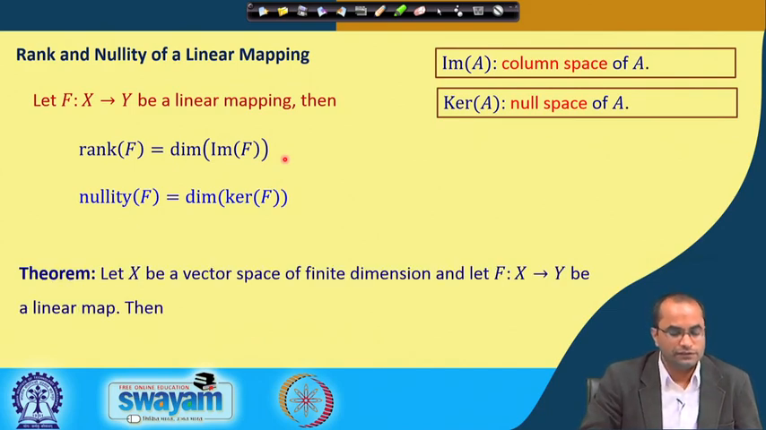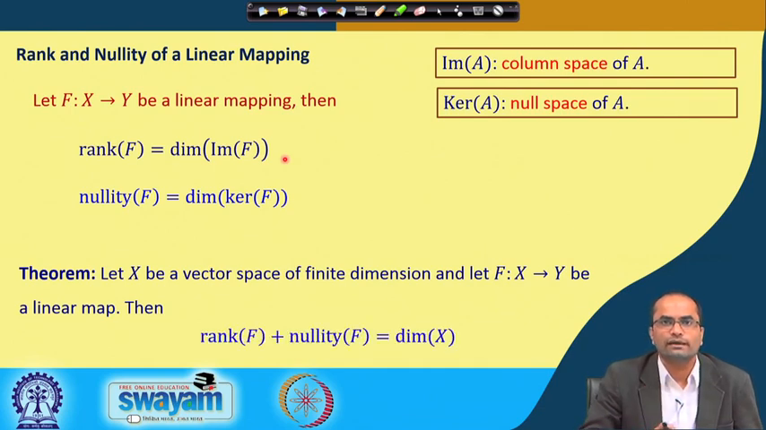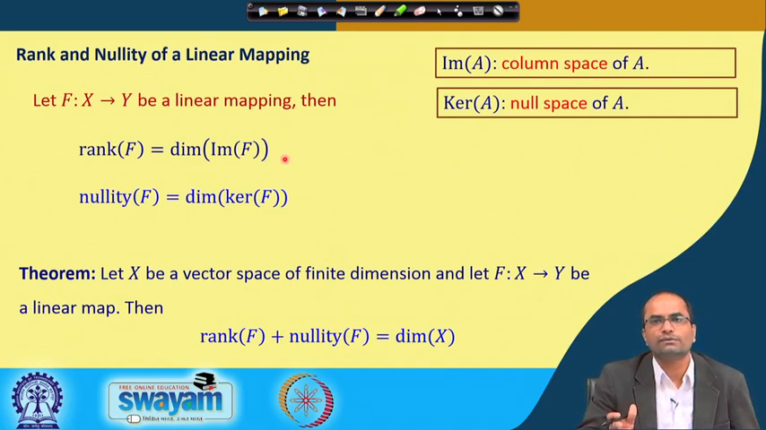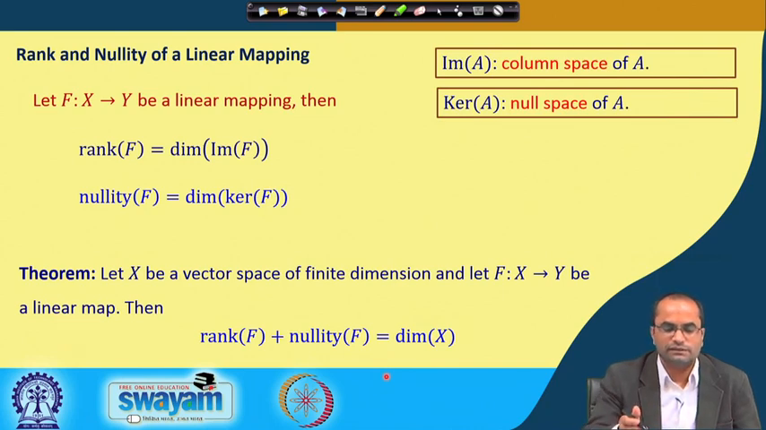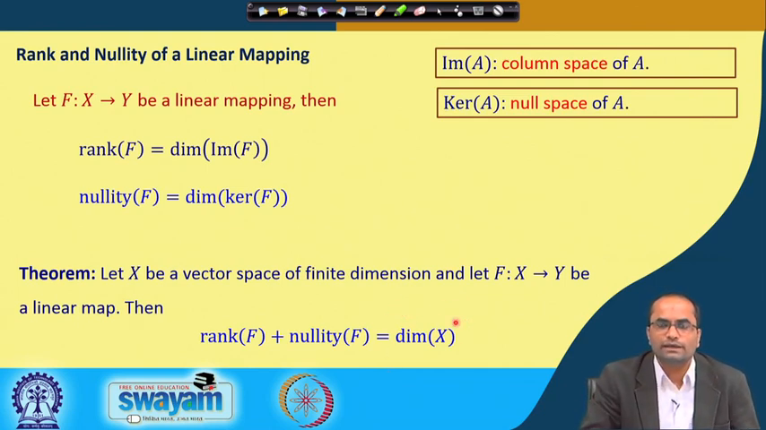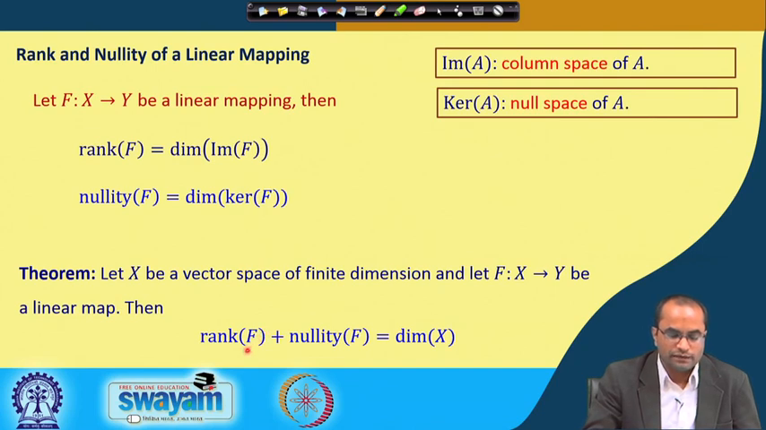And there is a theorem: let X be a vector space of finite dimension, and let F be a linear map, then rank plus nullity is equal to the dimension of X. This rank nullity theorem we have also discussed for matrices, where rank plus nullity was the number of variables n, because A maps from Rn to Rm. That is exactly the dimension of the domain, the dimension of X. So, the rank plus nullity is always the dimension of X. That is a more general result than what we have for matrices.